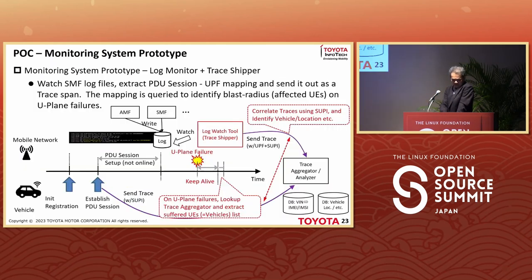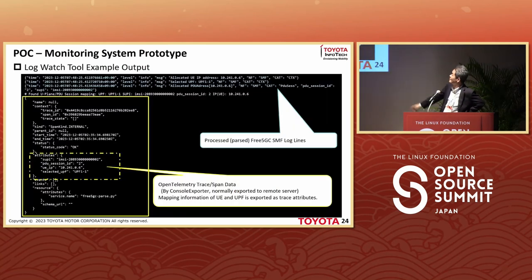And this is a sample log of how this logwatch tool portion is working. If some of you have experience using OpenTelemetry, OpenTelemetry can export trace data not only to the remote trace server aggregator, but also to the console too. And actually, OpenTelemetry log data is like this. In the yellow dotted lines, you can find SUPI and PDU session ID, and also UE IP, and also selected UPF.